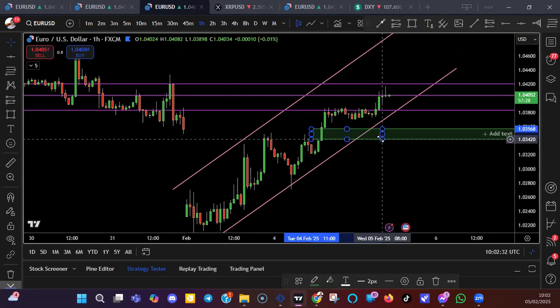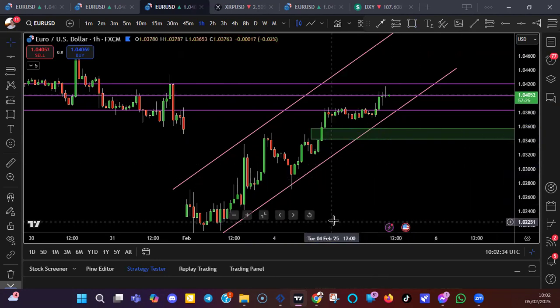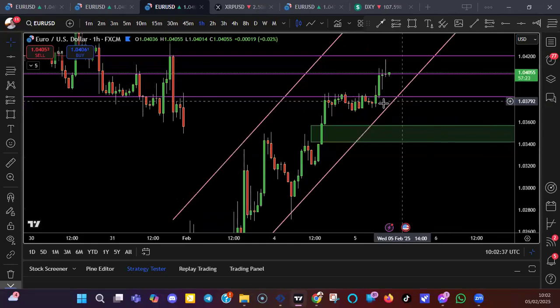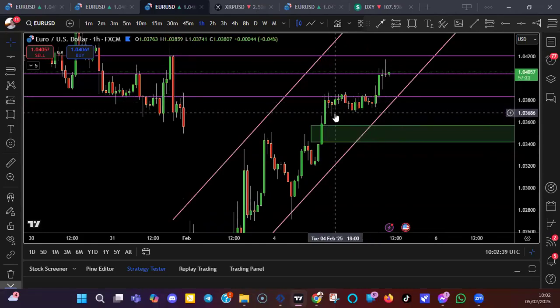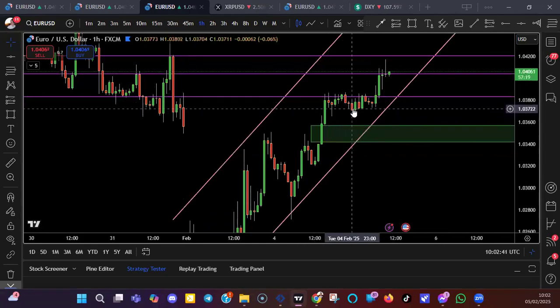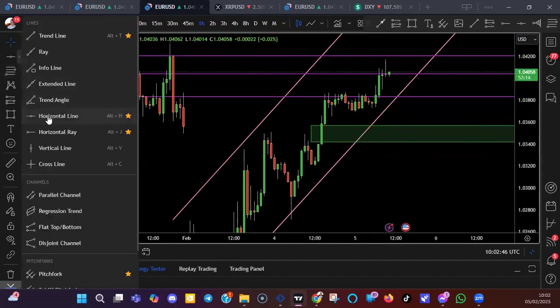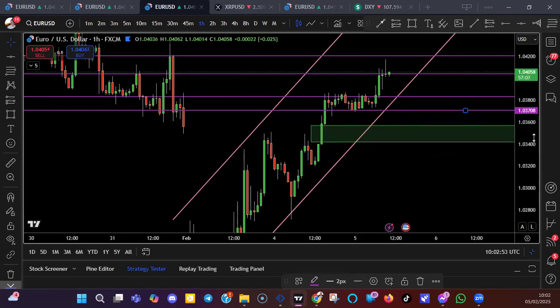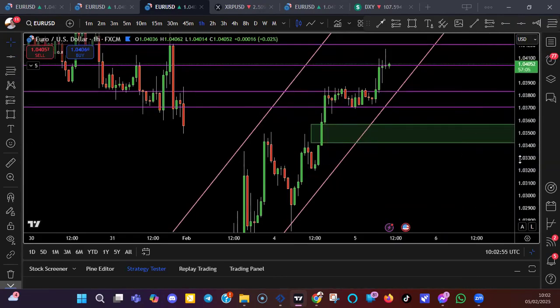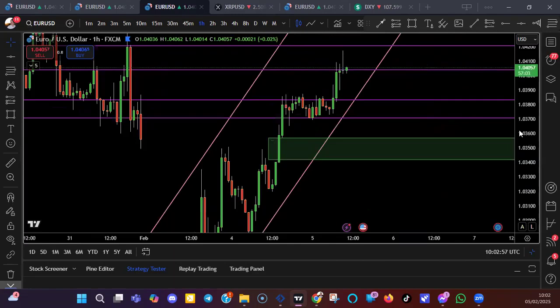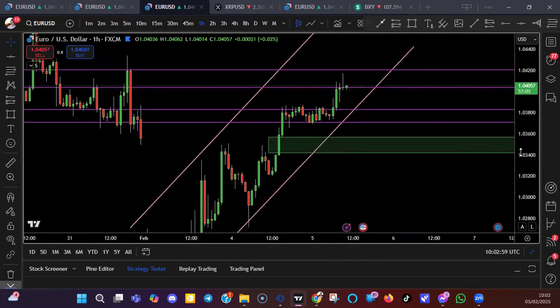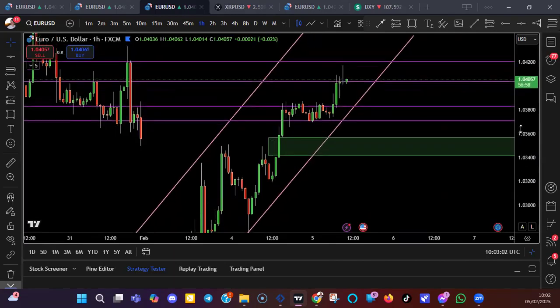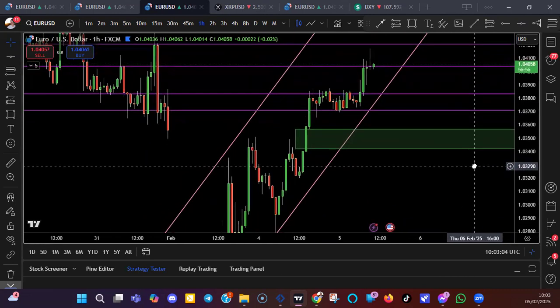This area here. And also, as you can see, this area here is a significant area. It's been touched several times. So it's prudent of us to get a horizontal line and put a line there as a place of significance. But that's quite a lot of noise there now. Too much, really. But these are all areas to look at if you're in a trade.